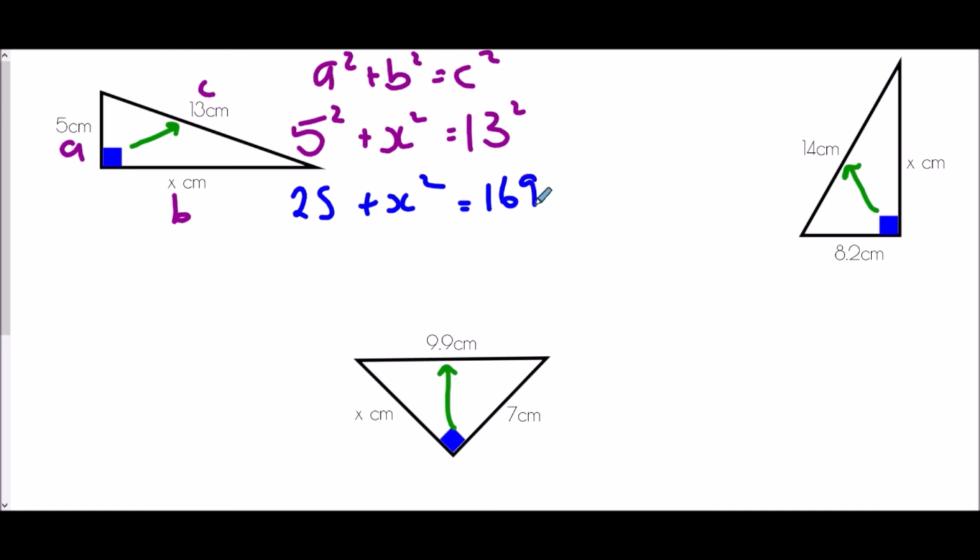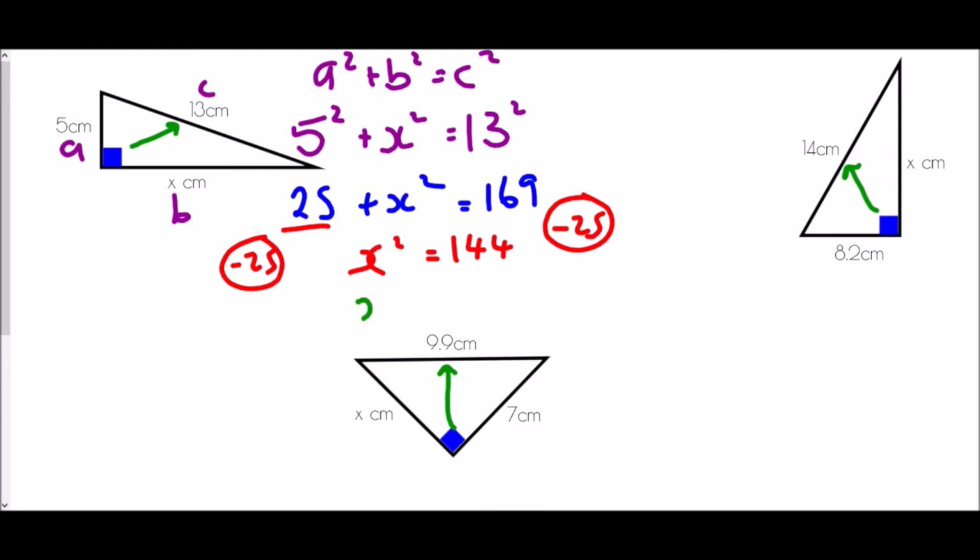How would I get x squared on its own? Well, the first thing I would have to actually do is to get rid of this 25. So I'm going to subtract 25 on both sides. And so x squared equals 144. How would I then get x? Well, x would have to be the square root of 144. And the square root of 144, if you know your square numbers, well, that is 12.